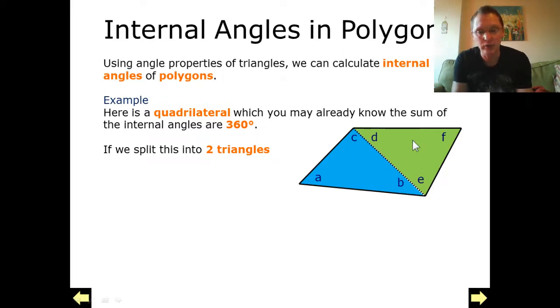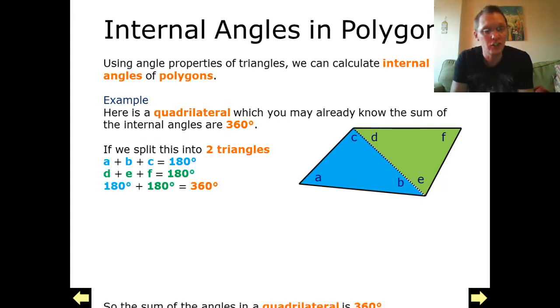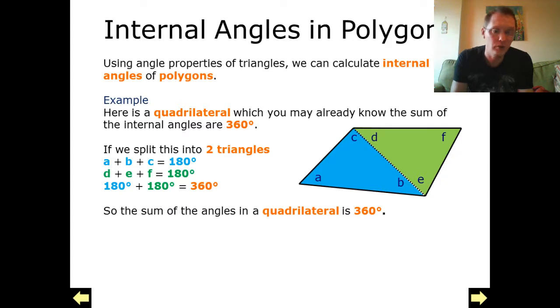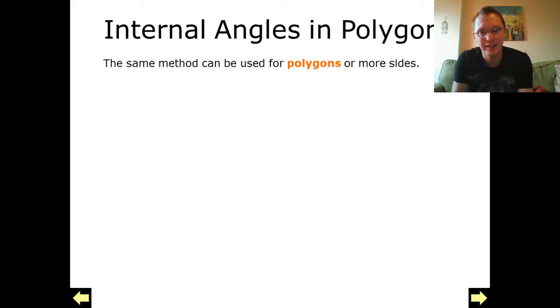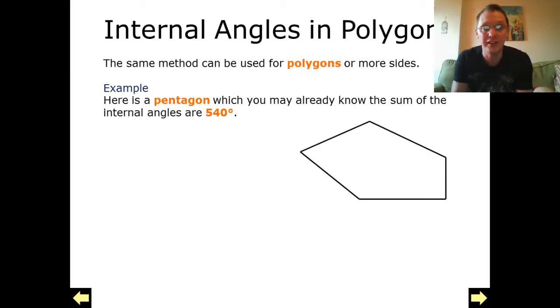We know that triangles have got 180 degrees of angles within the triangle. We've got two lots of these, so if we double the 180, we know that the sum of the angles within a quadrilateral, four-sided shape, has got to be 360 degrees. And of course, we can use this definition for all different types of polygons, several-sided polygons.